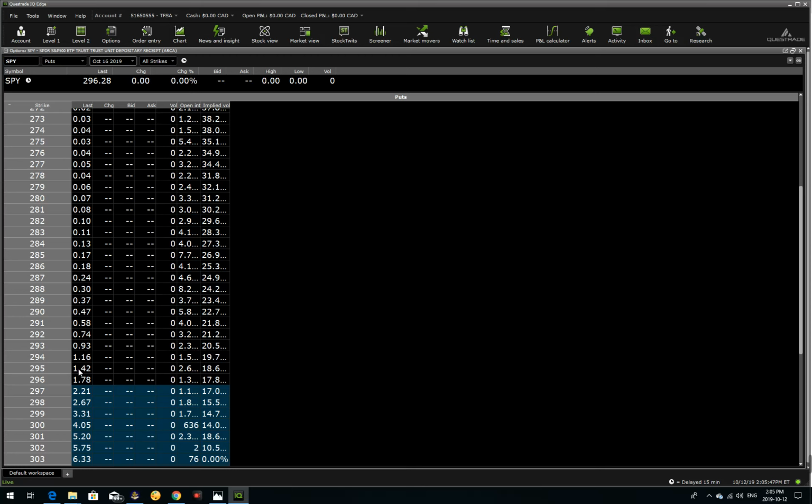So if this expires worthless, say the stock ends at 295 or above, then we have a chance to go to the next expiry on October 18th and sell another put. So we have 8 chances to do that. So what does that do?